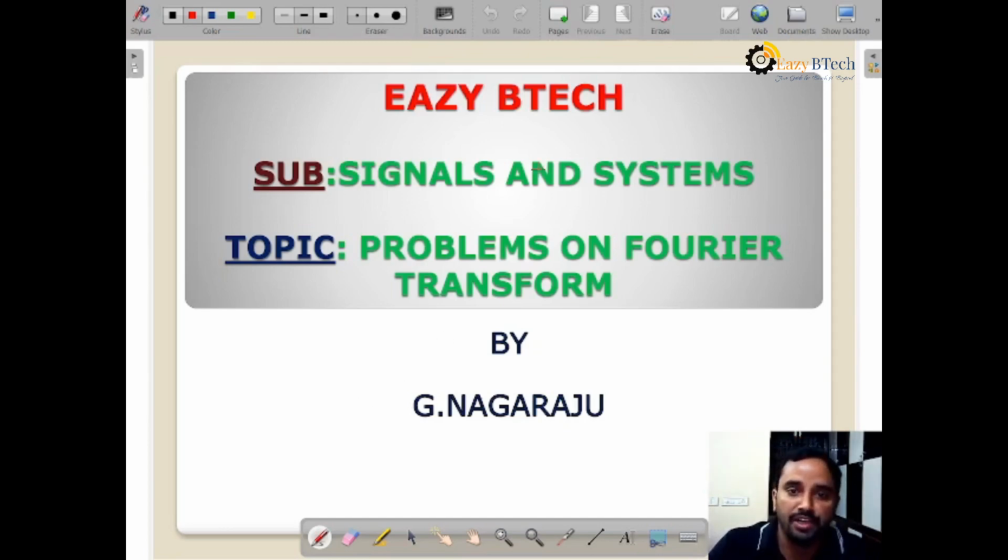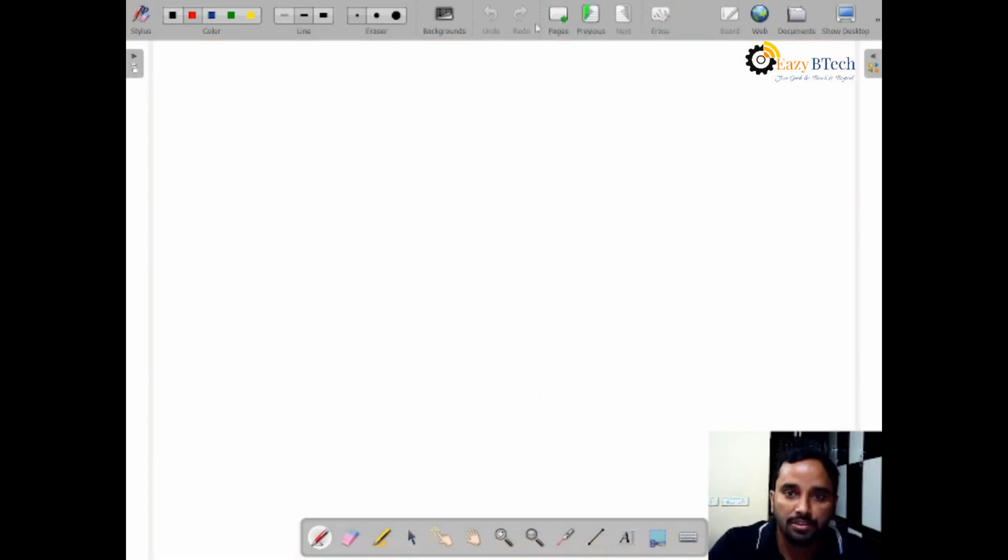Problems on Fourier transform. In the previous session we discussed the properties of Fourier transform. Using the properties we are going to see problems. The first problem is the Fourier transform of a constant. How to do the Fourier transform of a constant?